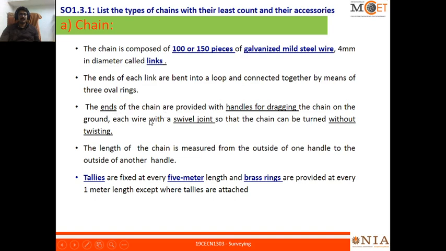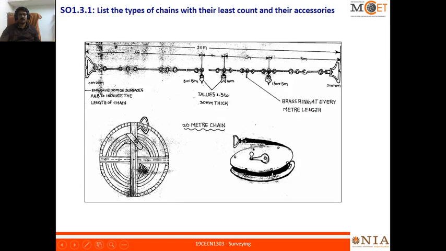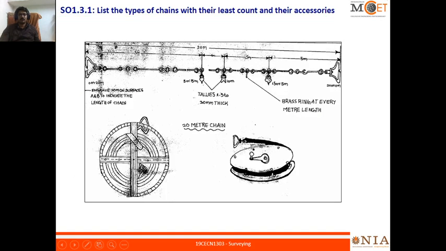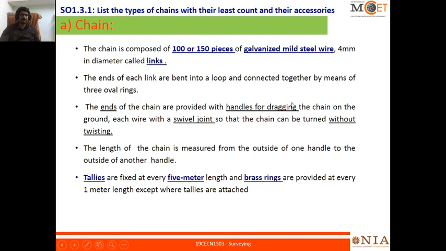The ends of the chain are provided with handles for dragging. I have already shown it is made of brass to drag the chain. Each handle has a swivel joint so that the chain can be turned without twisting. This is the swivel joint. It can be rotated in any direction. The length of the chain is measured from the outside of one handle to the outside of the other handle. I already explained, from this outside to that outside.